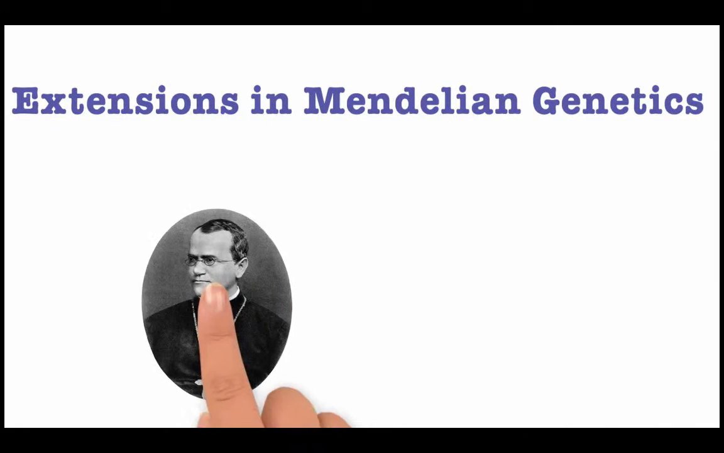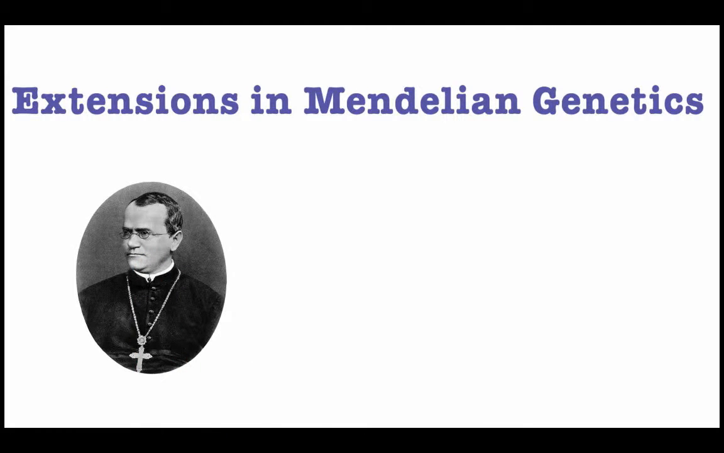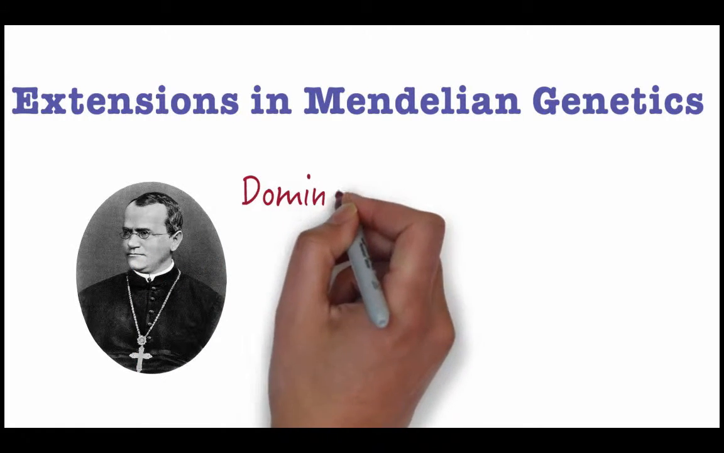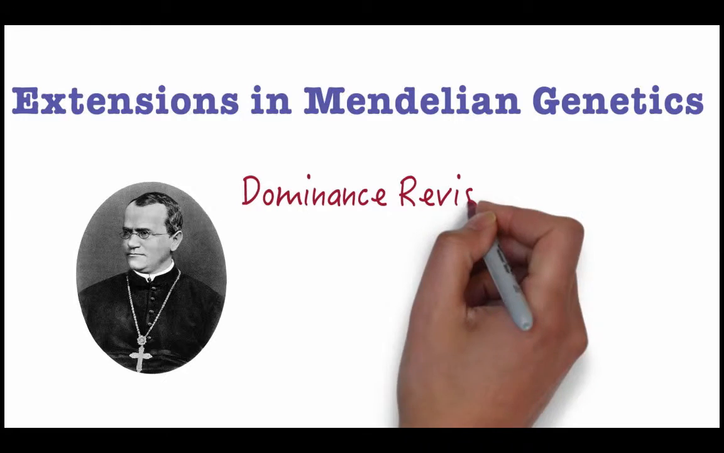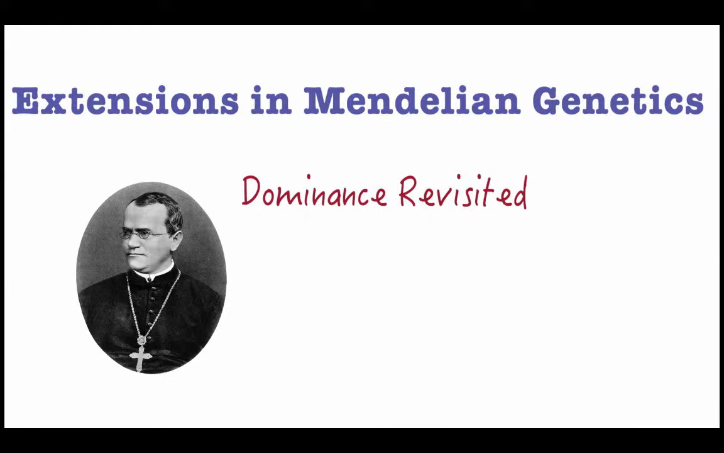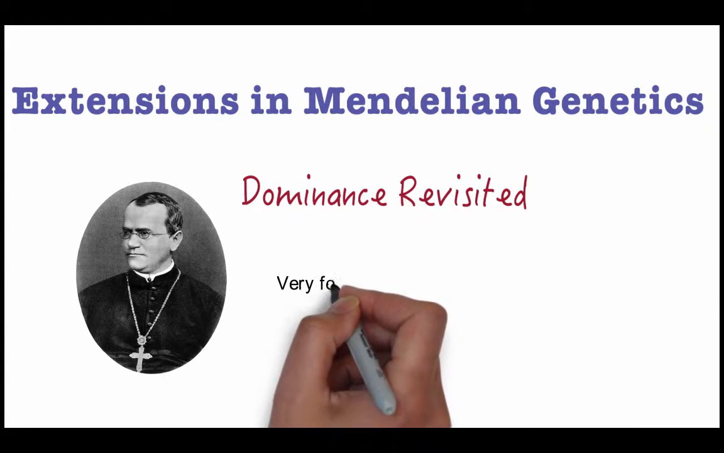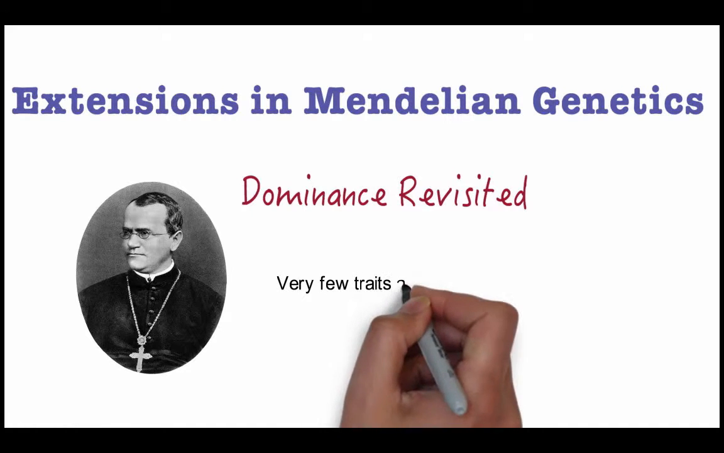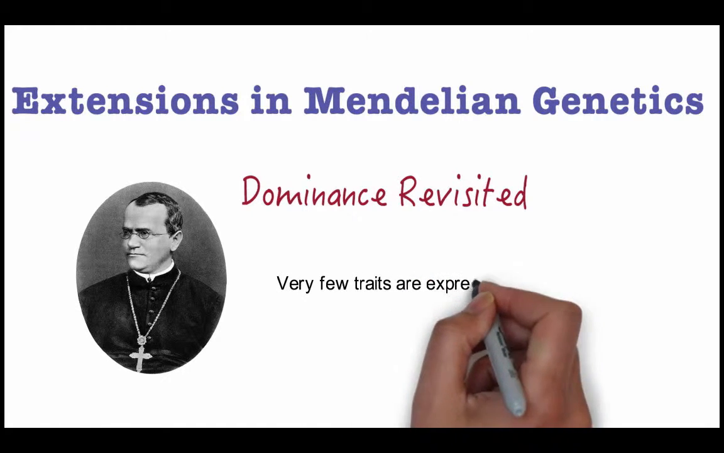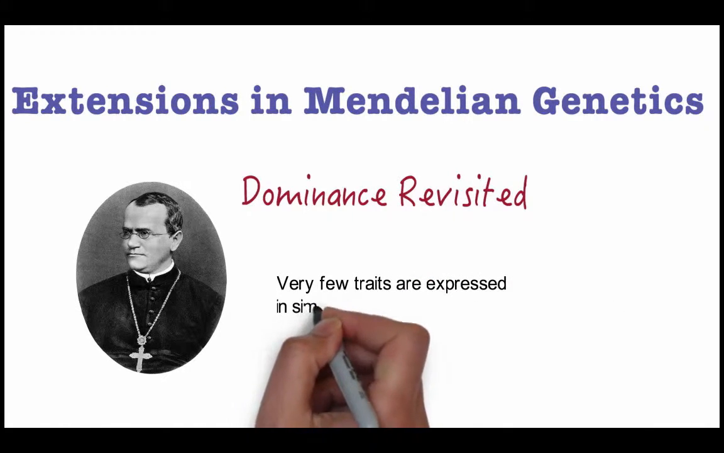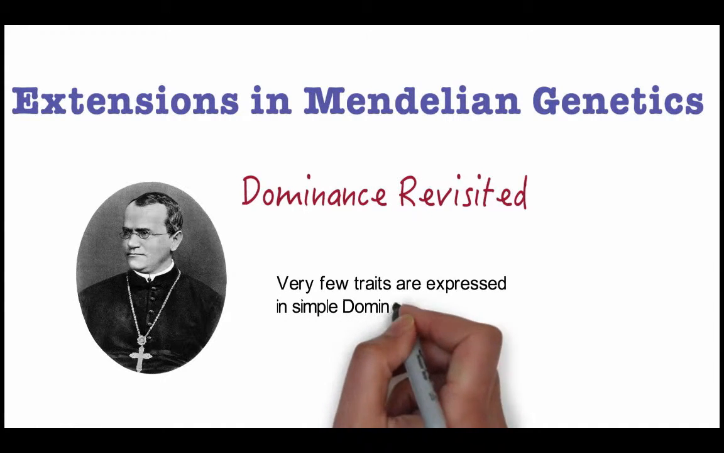Remember that Mendel was the Australian monk who was studying pea plants. During his investigations, he discovered the law of dominance, the law of segregation, and the law of independent assortment. However, very few traits are expressed in simple dominant recessive patterns.